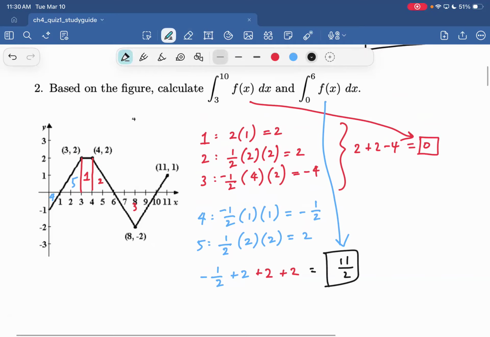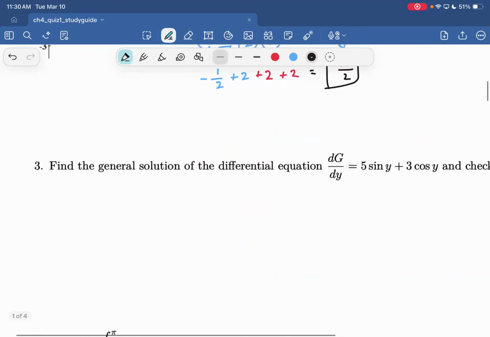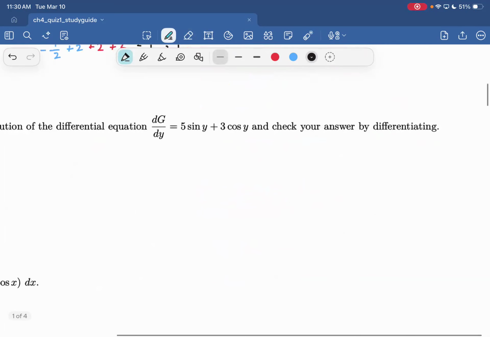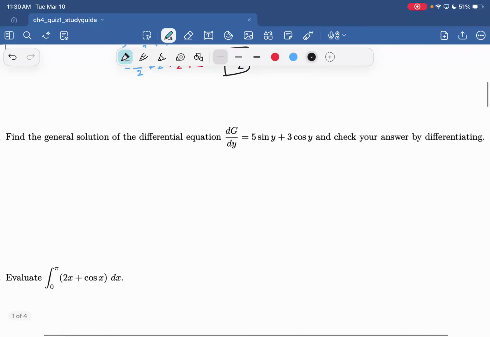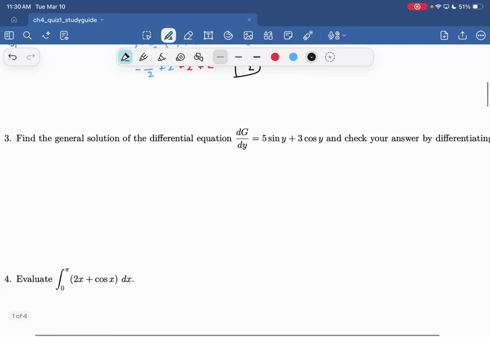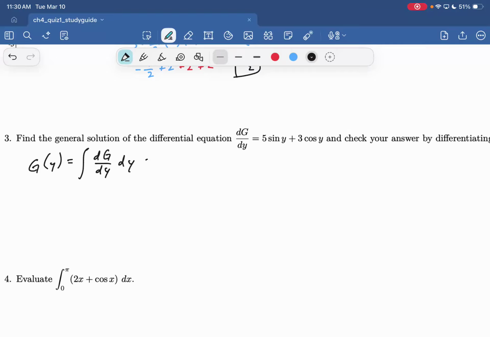Question 3. Find the general solution of the differential equation, and then check your answer by differentiating. So if we're given the derivative, which is 5 sine plus 3 cosine, that means to find the original function, g, we need to integrate the derivative. So g of y is equal to the integral of dg dy, which is equal to the integral of 5 sine y plus 3 cosine y dy.